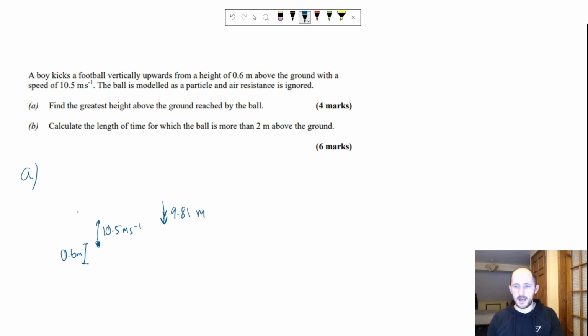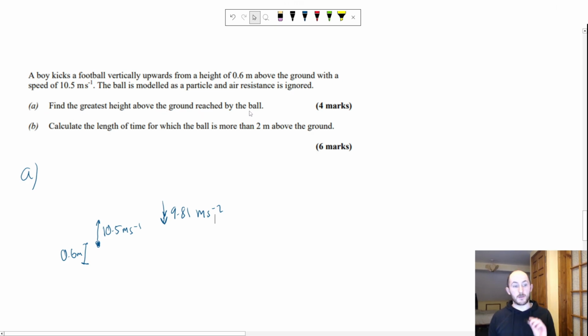And as I've said in previous videos and previous questions, this value depends on your exam board and the exam paper. I've seen them use 10, I've seen them use 9.8, I've seen them use 9.81. It doesn't really make much of a difference, but they will tell you either in the question or in the paper itself. So it says find the greatest height above the ground reached by the ball.